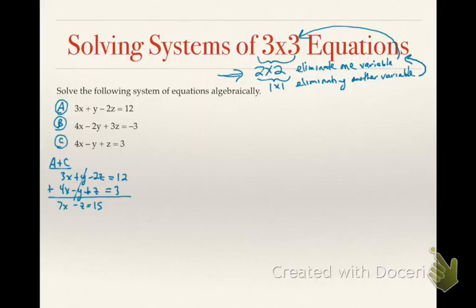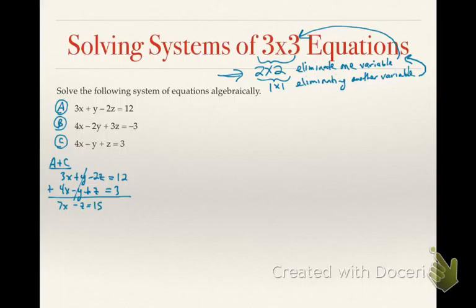Now I eliminated the variables to create one equation, but I have to have a system of 2 by 2, so I need another equation. So I'm going to choose another pairing. I already did A and C, so the other options that we have are A and B, or B and C. Okay, those are the two options that we have.